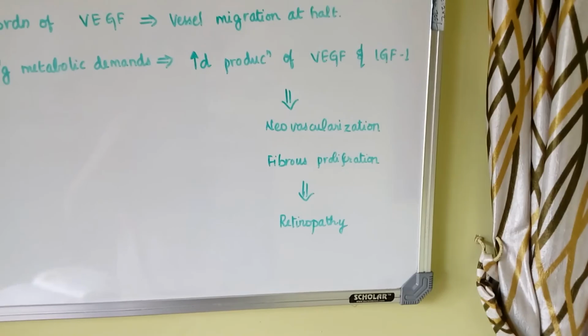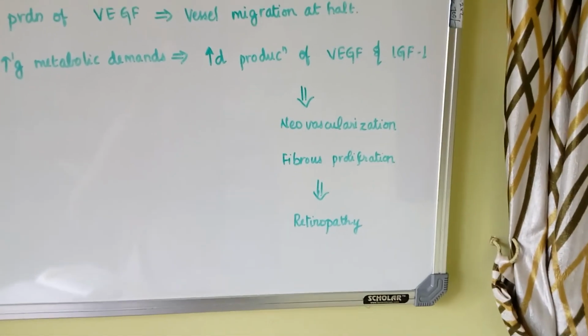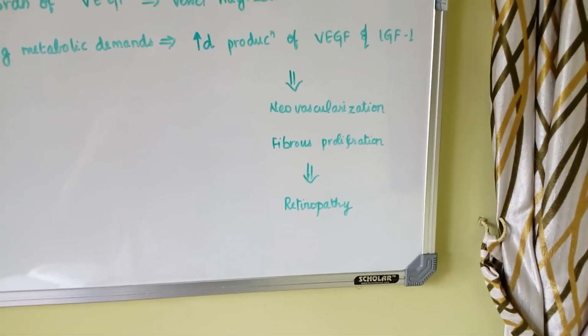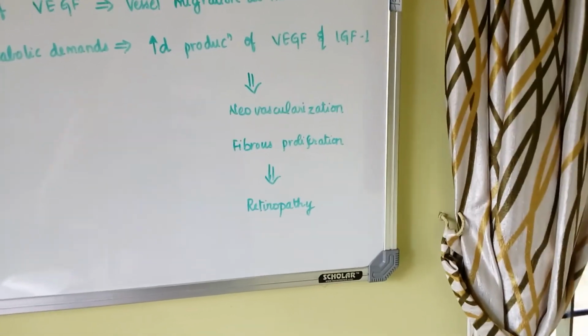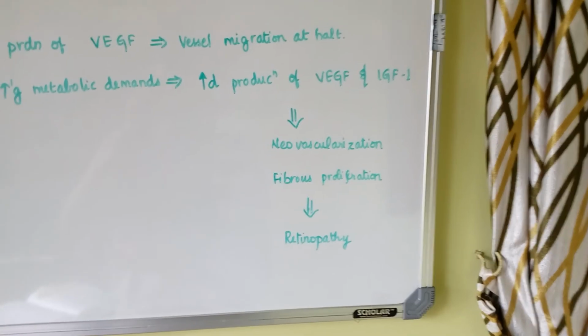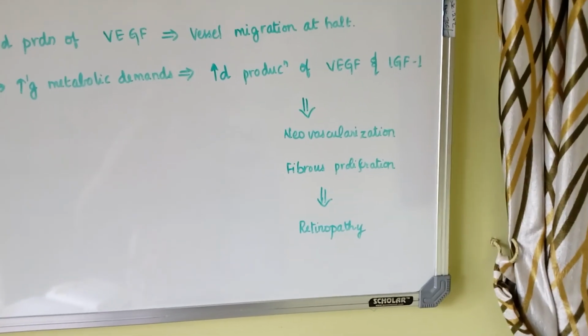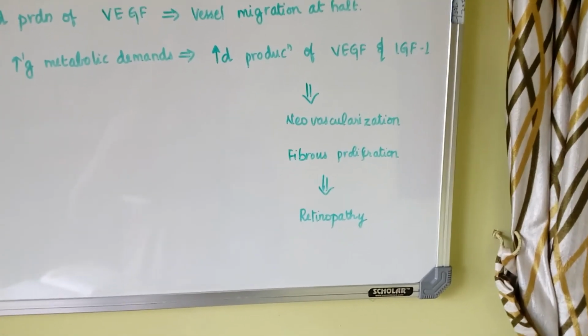Now in neovascularization, the new vessels formed are so fragile that they easily leak, and that will result in subsequent scarring. When the scarring occurs, that will shrink the retina, and eventually that will cause retinal detachment and blindness.